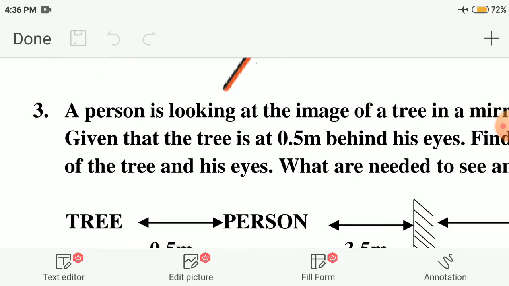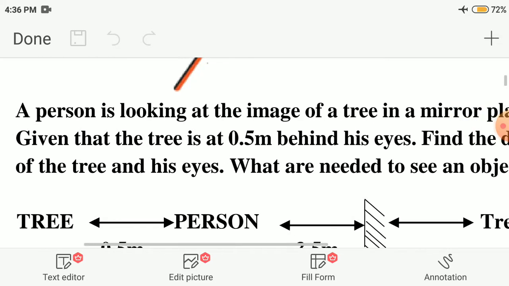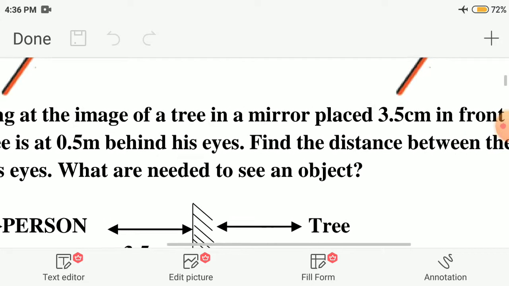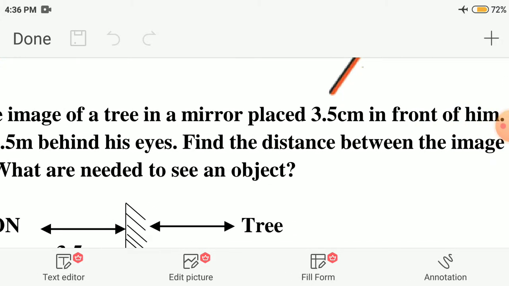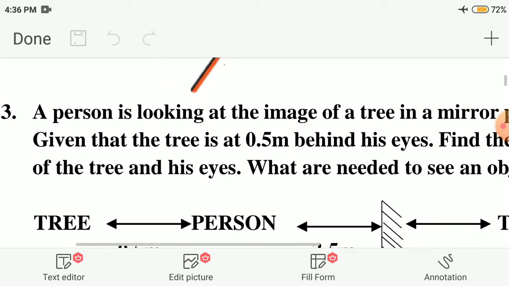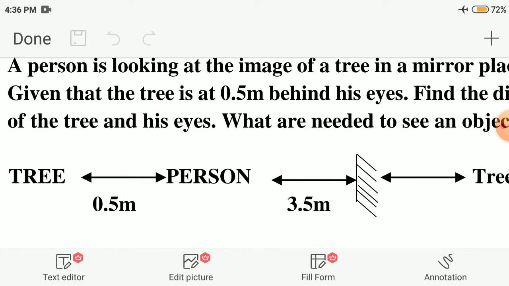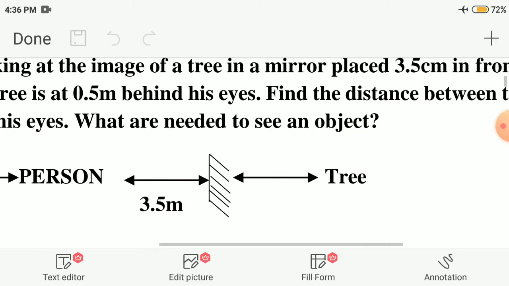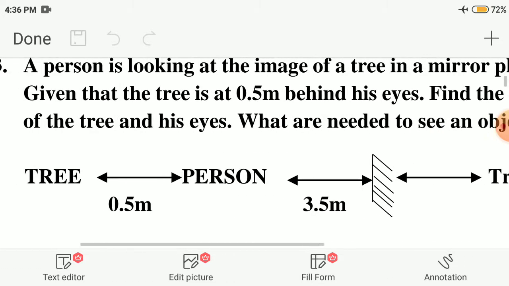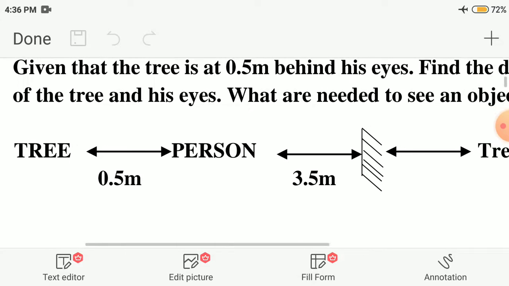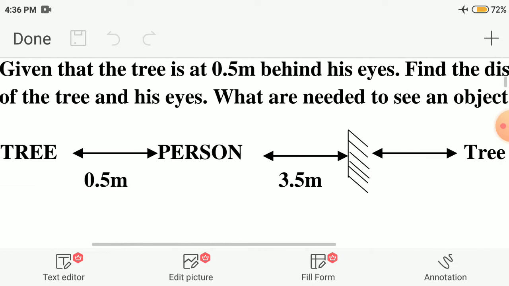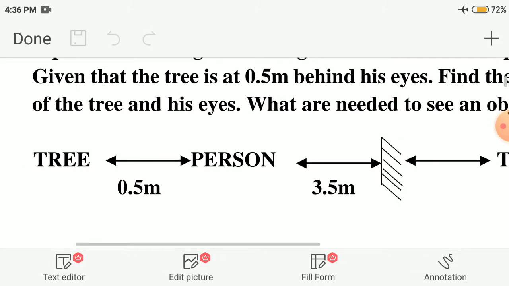Now third question. A person is looking at the image of a tree in a mirror placed 3.5 meter in front of him. Given that the tree is 0.5 meter behind his eyes, find the distance between the image of the tree and his eyes. What things are needed to see an object? Tree, person, and then which one? Mirror.